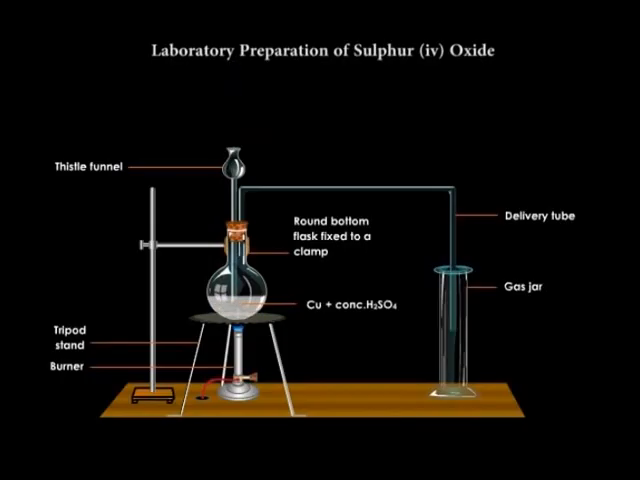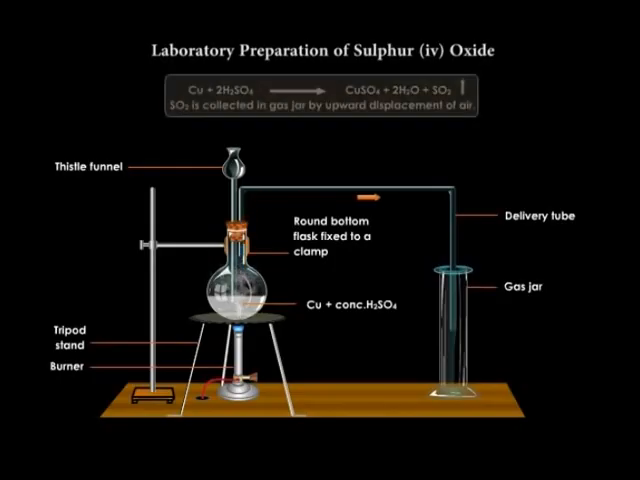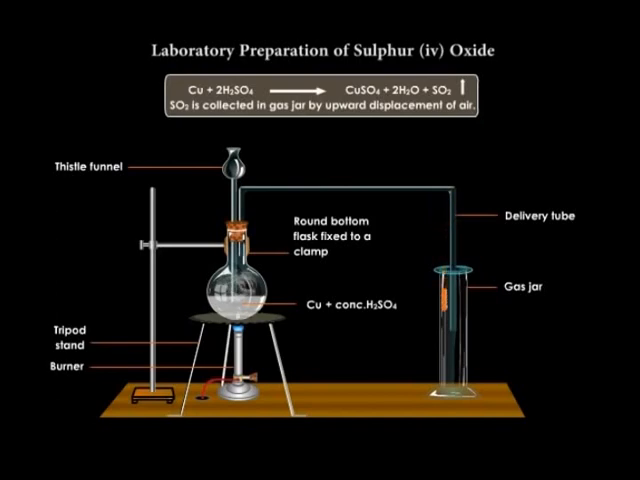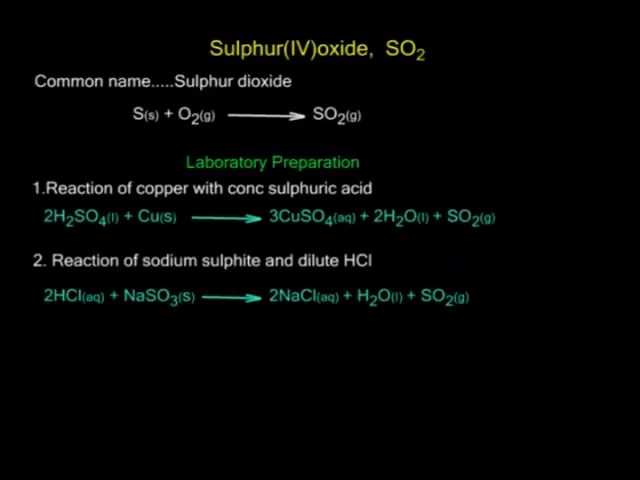Reaction takes place and sulfur dioxide is evolved in a continuous stream. Sulfur 4 oxide, being heavier than air, is collected in a gas jar by upward displacement of air. The gas can be passed through concentrated sulfuric acid to remove any moisture if required dry. Sulfur 4 oxide can also be prepared using sodium sulfite and hydrochloric acid. The apparatus setup is similar.